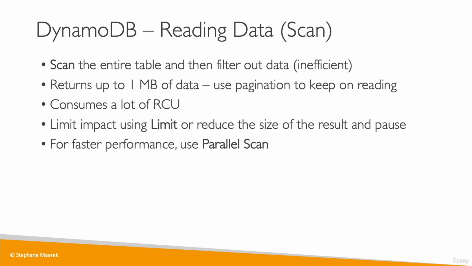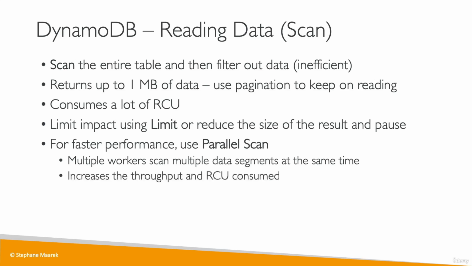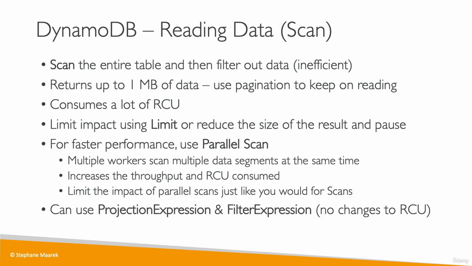And if you wanted to instead consume a lot of RCUs and do a scan as fast as possible, then for faster performance, you would use a parallel scan. In this case, multiple workers that you define will scan multiple data segments at the same time, which will increase the throughput and RCU consumed. And if you wanted to still have a parallel scan and limit its impact, you could use limit conditions, and so on. And then scans can be used with projection expression and filter expression. So projection expression to only retrieve certain attributes and filter expression to filter client side.